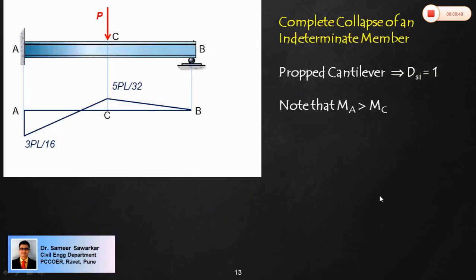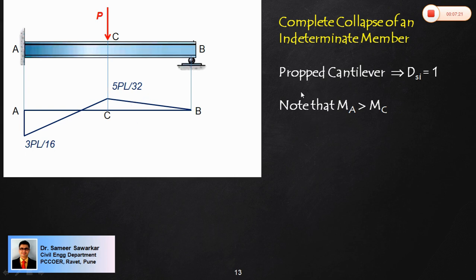Now we are looking at complete collapse of an indeterminate member, and in the figure you are observing a propped cantilever, with a fixed end and a simply supported end. The cantilever is subjected to a load of P at the mid span, and this is the typical bending moment diagram of the propped cantilever, where we have 3PL by 16 bending moment and 5PL by 32 bending moment.